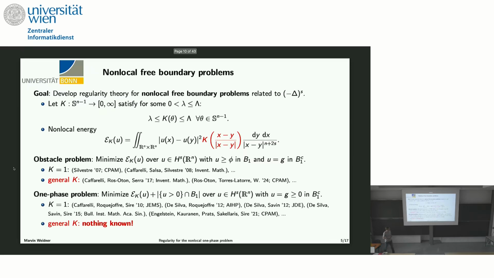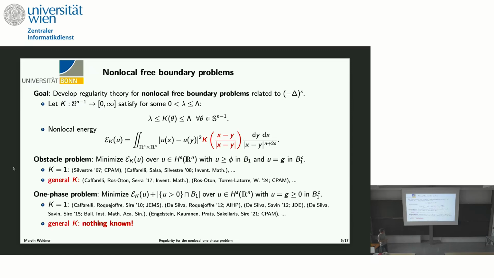For the one-phase problem, however, the situation looks a bit different in the sense that also here, for the fractional Laplacian case, there are many results, but nothing has been known for general kernels. And that's precisely the goal of this talk, to somehow fill this gap and to explain what happens in the one-phase problem when you put a general kernel.